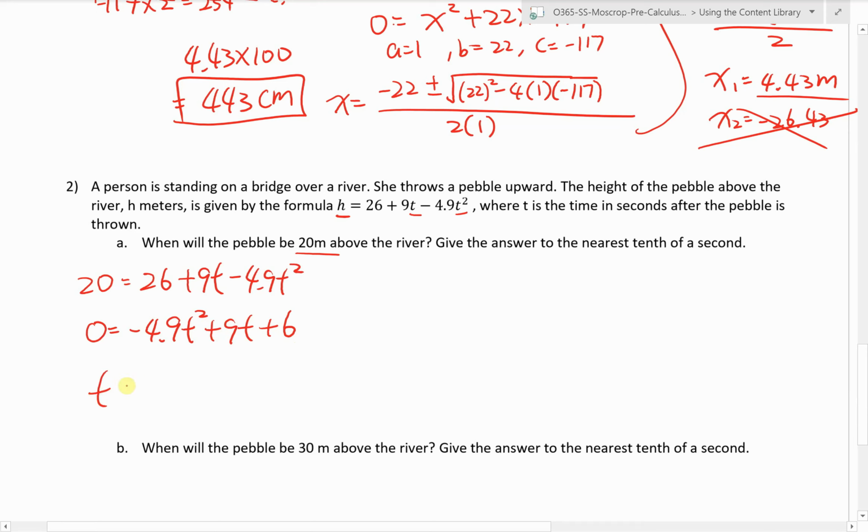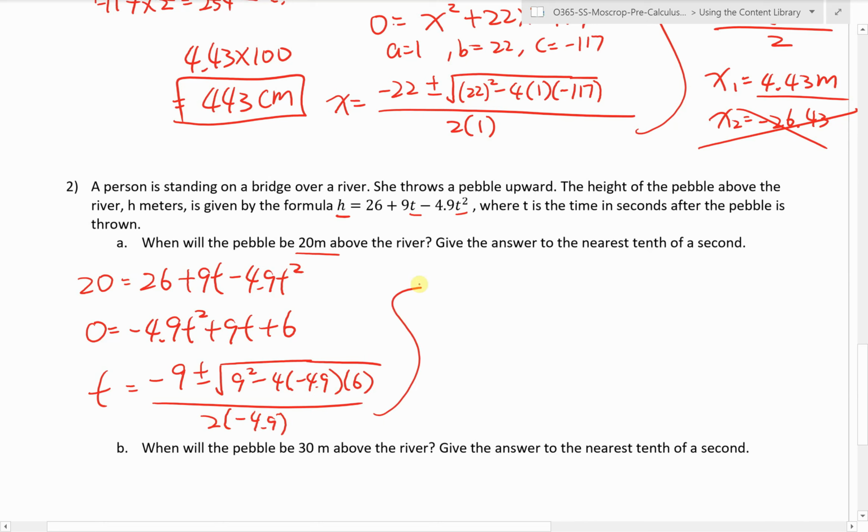So t would equal to -b plus minus the square root of b squared minus 4 times a, which is -4.9, times c, divided by 2a, so 2 times -4.9. Okay, so I'm going to ask you to put this into calculator. Well, actually, you know what? Let's simplify this a little bit first.